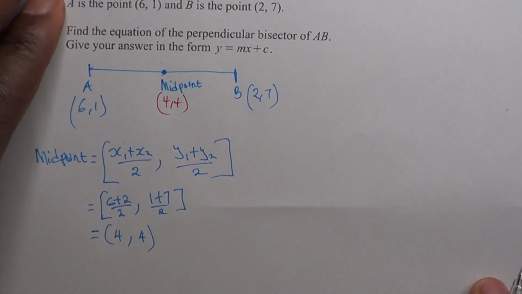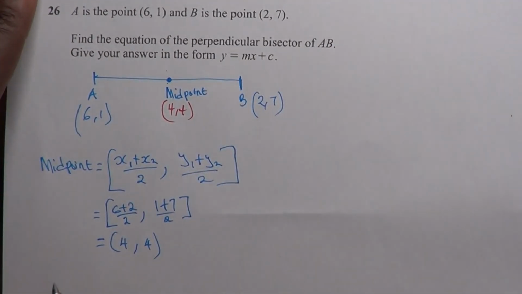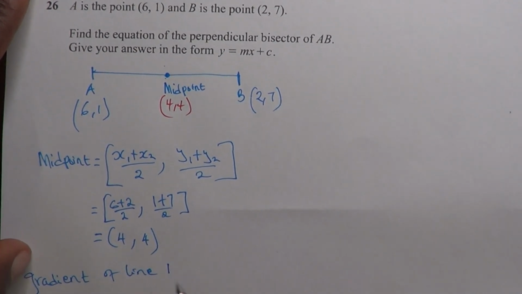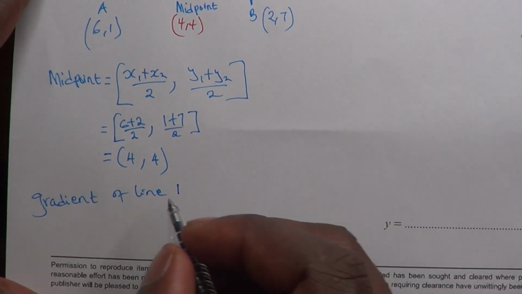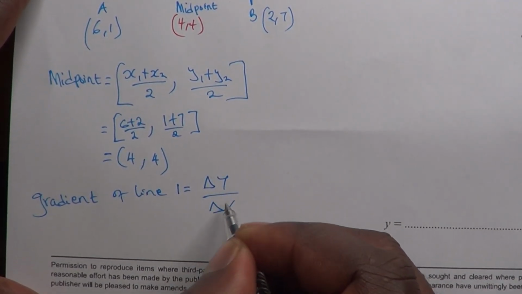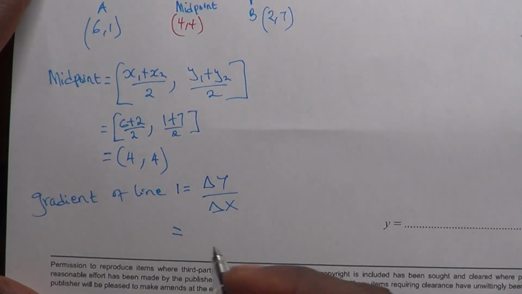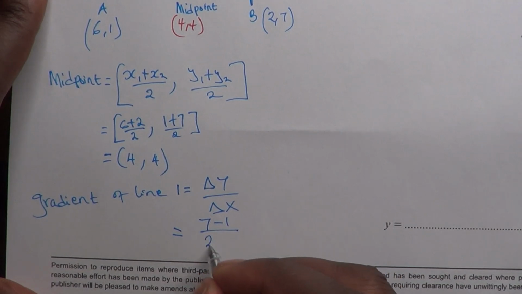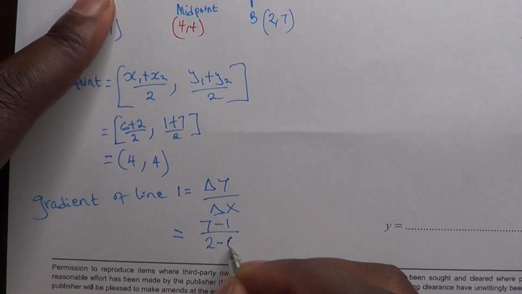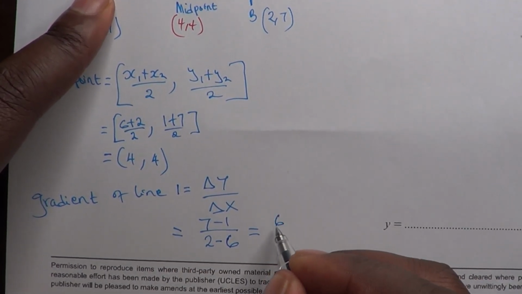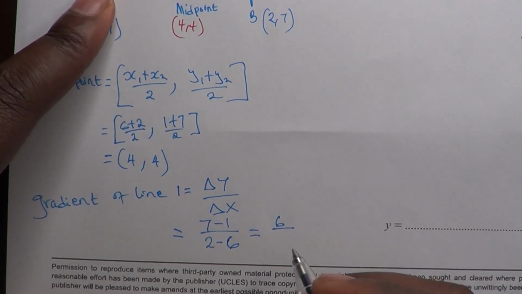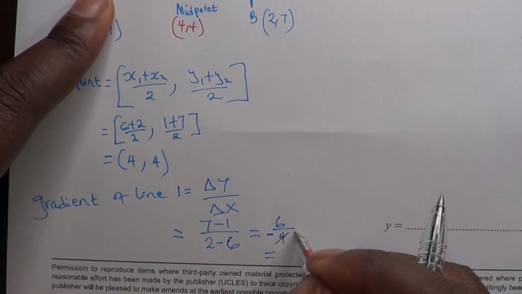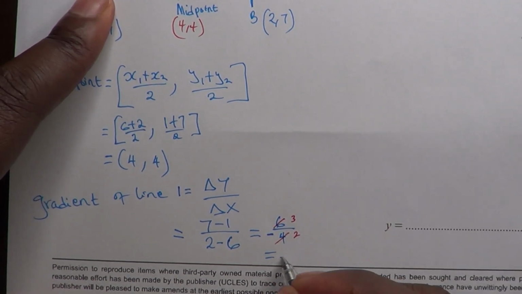Then the next step, let us find the gradient, because this is line 1. The gradient of line 1 will be change in y over change in x, whereby we take 7 minus 1 over 2 minus 6. 7 minus 1 is 6, over 2 minus 6, which is negative 4. The common factor here is 2, so it will be negative 3 over 2.